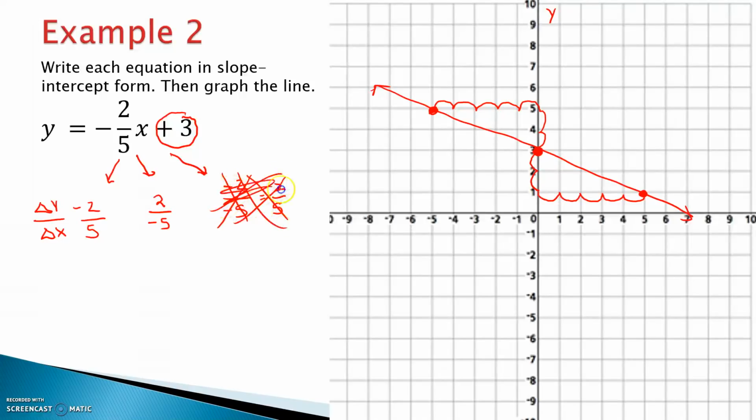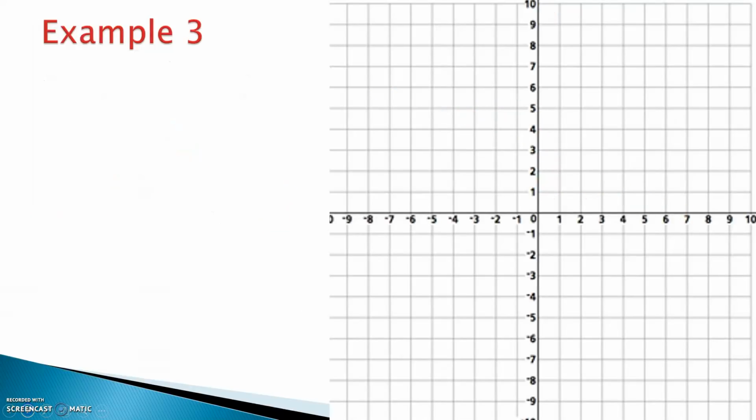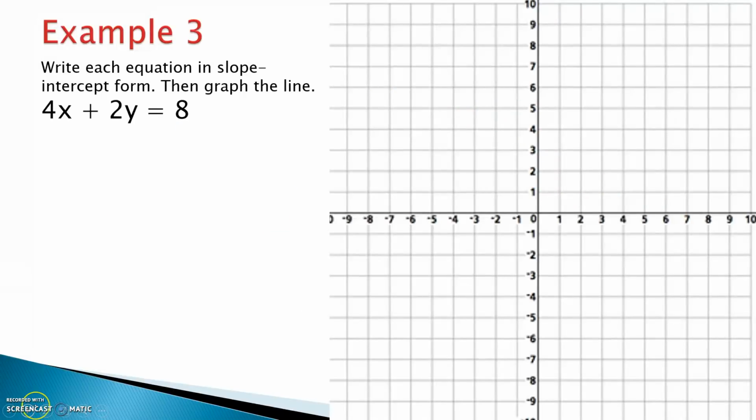Watch out with that. Okay, let's go to example 3. This is the challenging one right here, guys. All right, you ready? It says, write the equation in slope-intercept form. I have been so nice that I've been saying everything has been in y equals mx plus b form. This is actually not in that form.